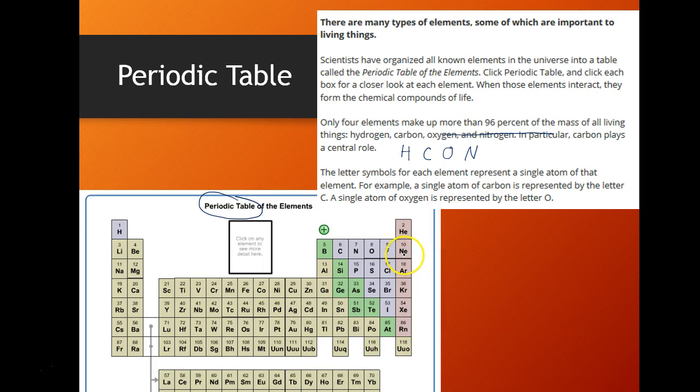You see here that there are letters and there are also numbers. The letters are a symbol that we use in order to represent a single atom of an element. For example, right here, we see that C represents carbon. And then something like O would represent oxygen. The numbers are the atomic number, which is something we'll be talking about in a later slide.